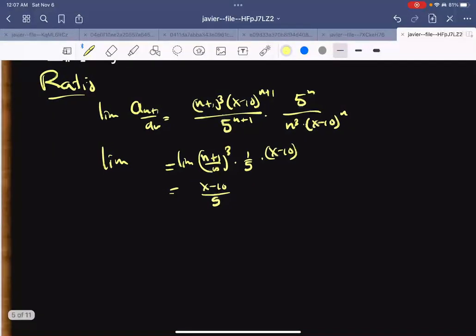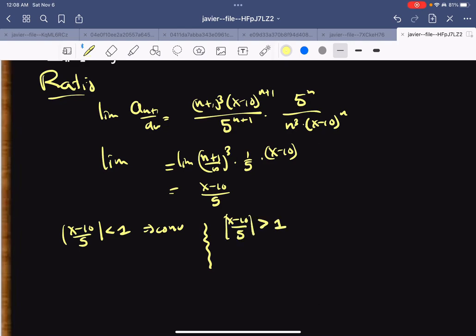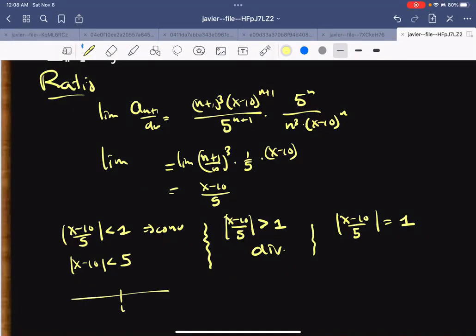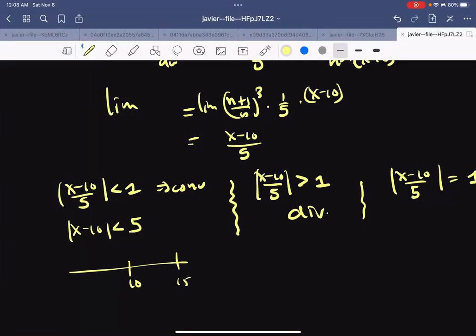And so we have, again, three scenarios. x minus 10 over 5 less than 1, then we have convergence. Another case, x minus 10 all over 5 greater than 1. I'm applying the ratio test conclusions here. If this is true, then we have divergence. But again, like the root test, the ratio test is inconclusive if the limit of this ratio is equal to 1. So this tells me the absolute value of x minus 10 is less than 5. So I want all the points around 10 that are less than 5 away from it. So that gives me 5 to 15. I know I'm going to converge.